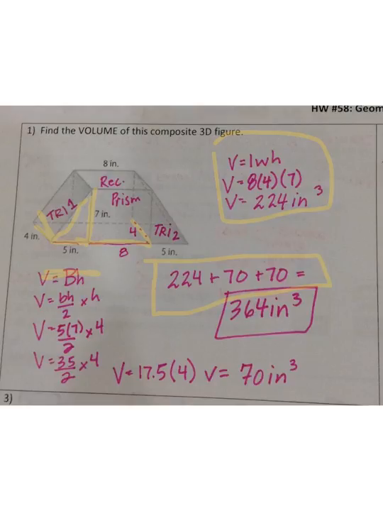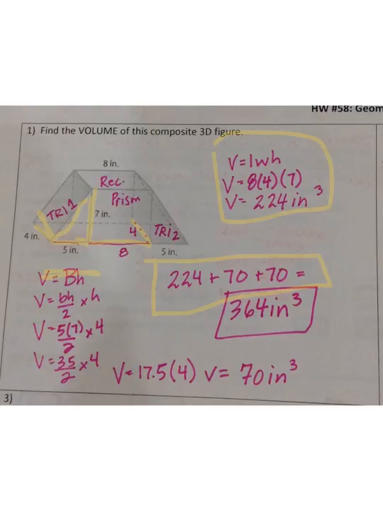Okay, a little bit of work for this one. Up in the right, we have the rectangular prism, and the formula for volume of a rectangular prism is length times width times height. And so I multiplied 8 times 4 times 7 and got 224 cubic inches.